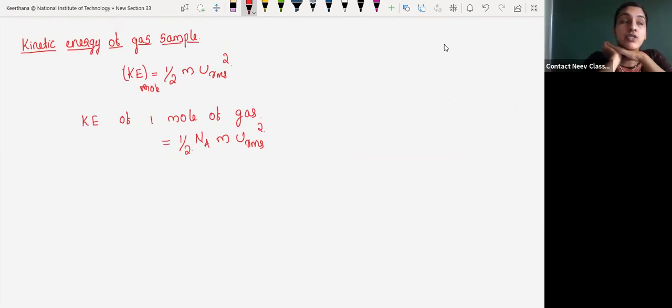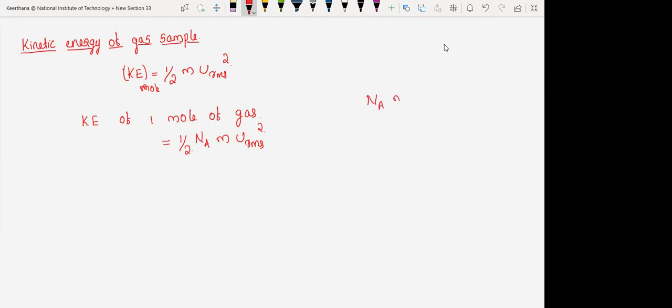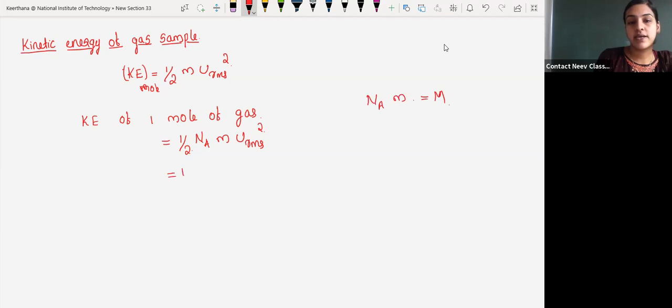Okay, kinetic energy of 1 mole of gas, I can write half into Na into m into u RMS square. Can I rewrite this in any other form? Na into m, can you relate it with some other term? Molar mass. Yes, it is molar mass. So I can also write it is equal to half into molar mass into u RMS square.